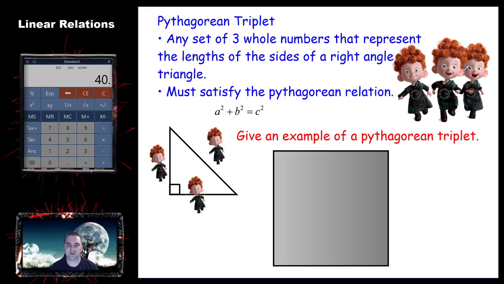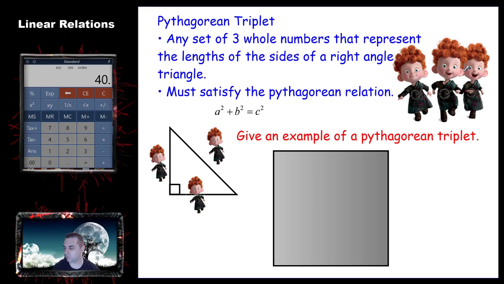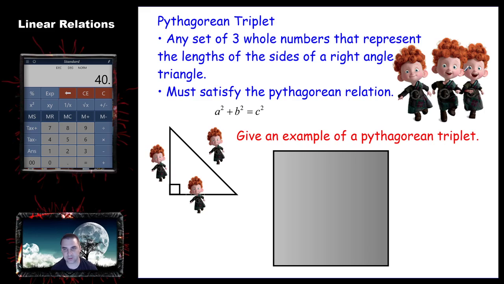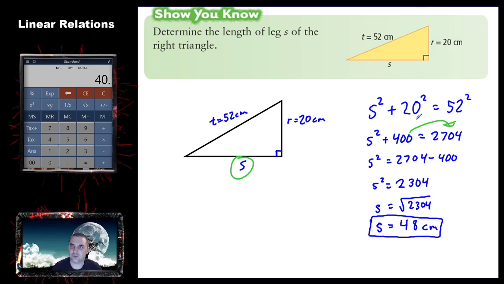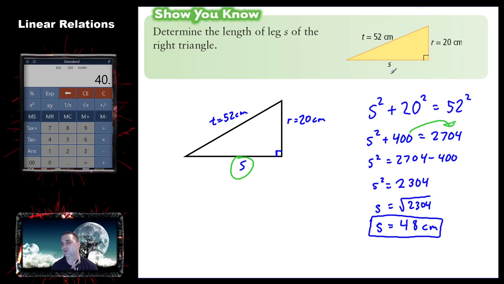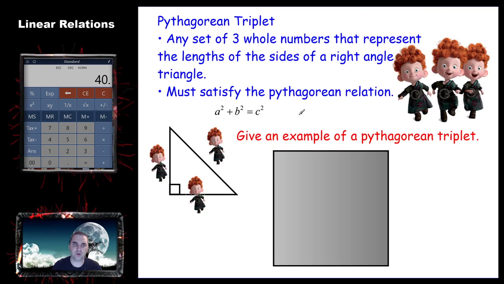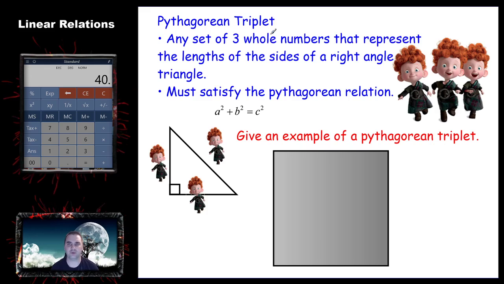Pythagorean triplet. Okay, so there are some really nice triangles out there. Some really, really nice triangles out there. And those ones will give you these fantastic numbers that you love to get, like we just had there. 52, 20, and 48. Those are all just beautiful numbers. Nice endings. We don't have to worry about decimals or anything messy. Those are beautiful. That is a Pythagorean triplet.